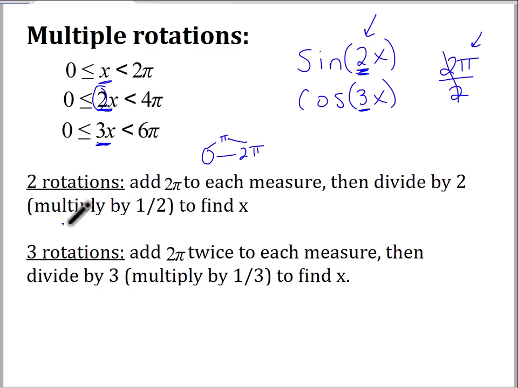And so what happens when there's 2 rotations? We're going to have to add 2 pi to each answer that we find. And then we will divide by 2 or multiply by 1/2 to find all of the possible x values that are available. And then if it's 3 rotations, we need to add 2 pi 2 times to get the second rotation and the third rotation. And then we can multiply all of those answers by 1/3 or divide them by 3. And so this part probably doesn't make sense yet, and that's okay. So let's look at a problem and see how this plays out in an actual situation.